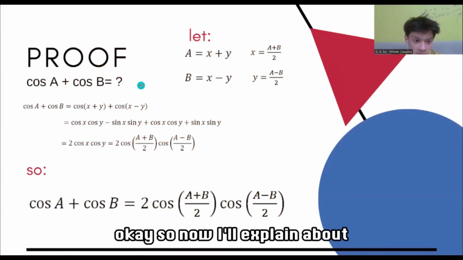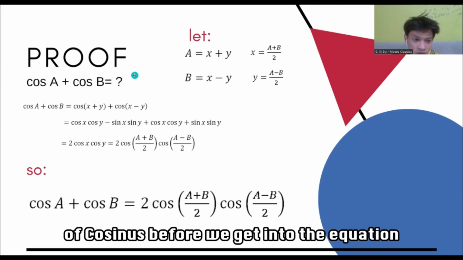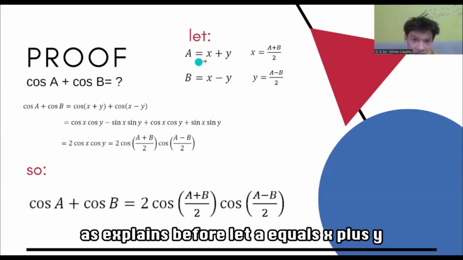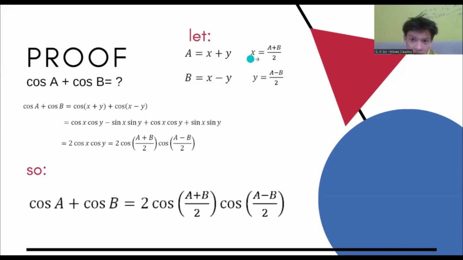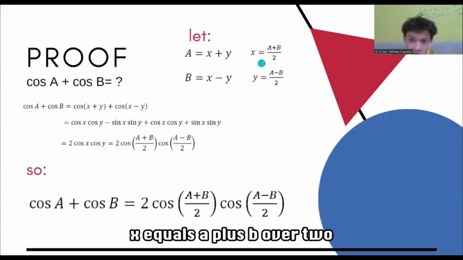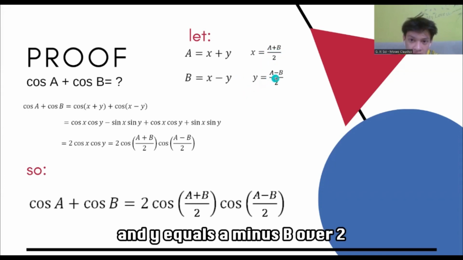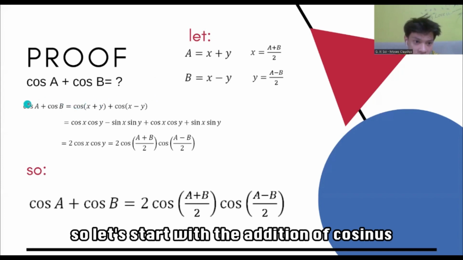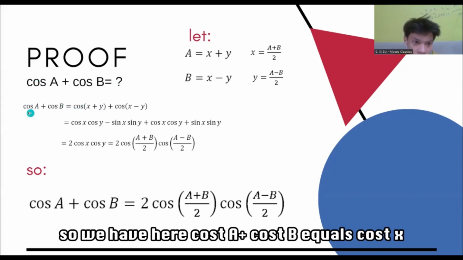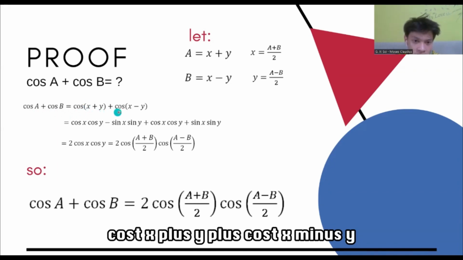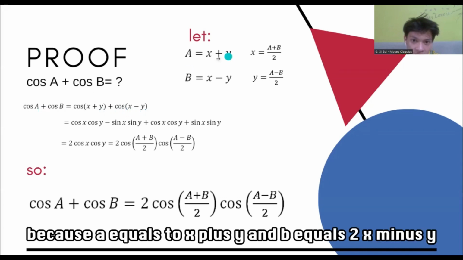Now I will explain the addition and subtraction of cosine. Before we get into the equation, as explained before, let a equals x plus y, b equals x minus y, x equals a plus b over 2, and y equals a minus b over 2. Let's start with the addition of cosine. We have cos a plus cos b equals cos (x plus y) plus cos (x minus y), because a equals x plus y and b equals x minus y.